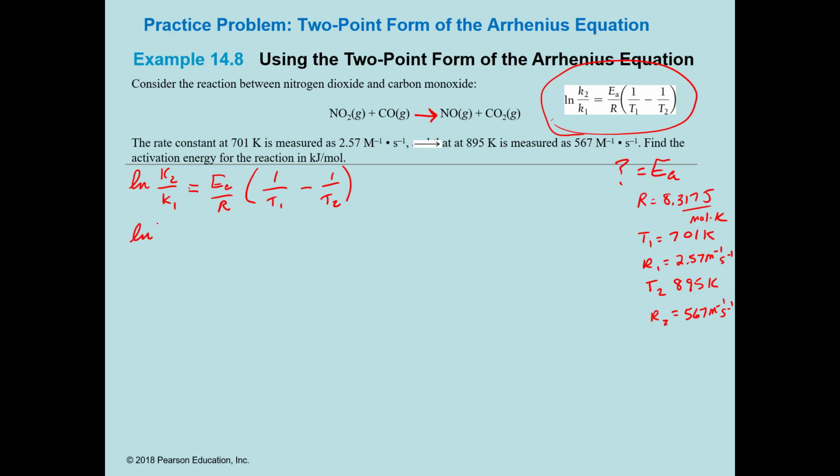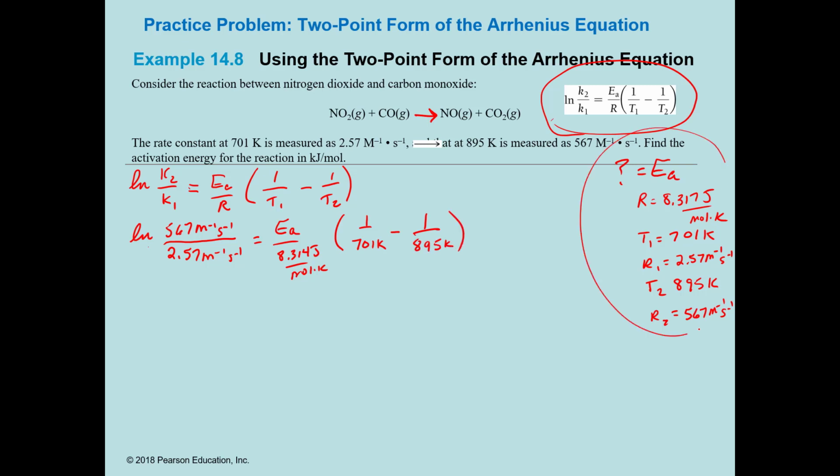So the natural log of 567 meter minus 1 second minus 1 divided by 2.57 meter minus 1 second minus 1 equals my unknown, which is E sub A, divided by 8.314 joules over mole K, times 1 over 701 K minus 1 over 895 K. And just make sure that you're getting the right ones in there. That's why I always go ahead and take inventory before I do it. So I've labeled everything so I know that I'm writing the correct thing in there.